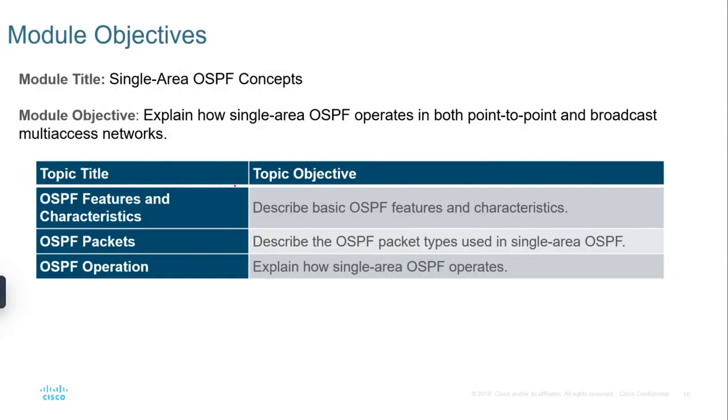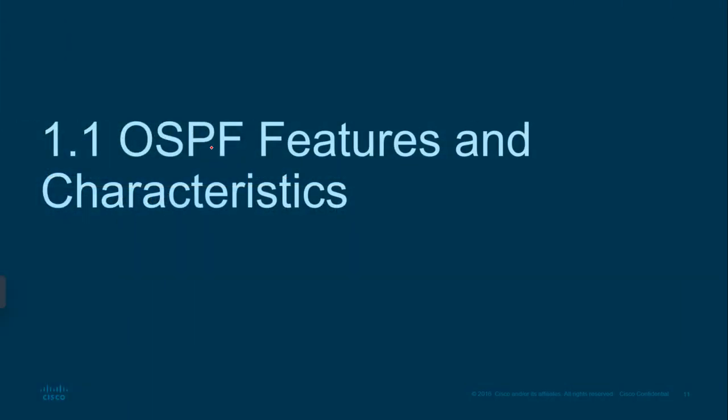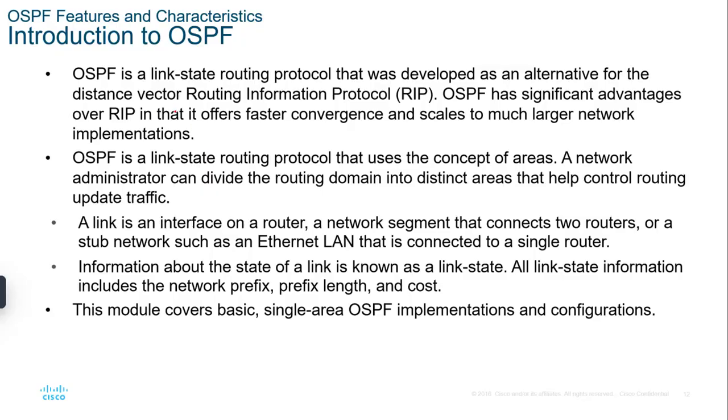So within this module, these are the areas that we are going to cover: Open Shortest Path First, features, and then characteristics, then the packets, and then the operations. So the main objective is to explain single area OSPF operation. OSPF operates in both point to point and then broadcast multicast networks.